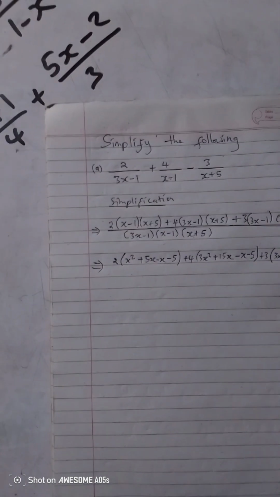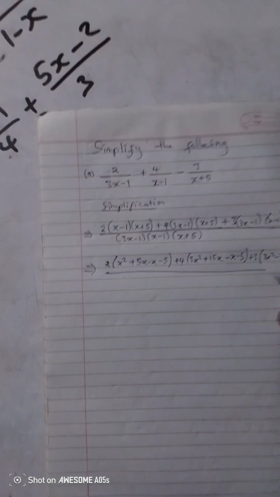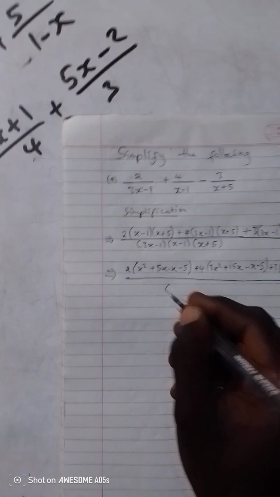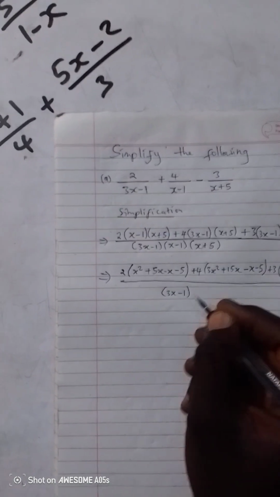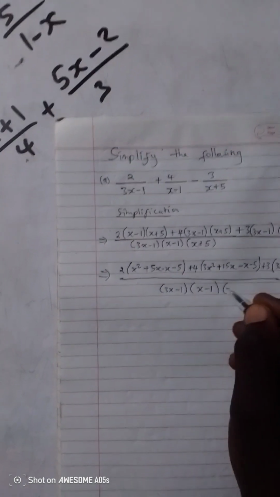Then from there, we are going to have this whole thing divided by the denominator, which is 3x minus 1, x minus 1, then x plus 5.